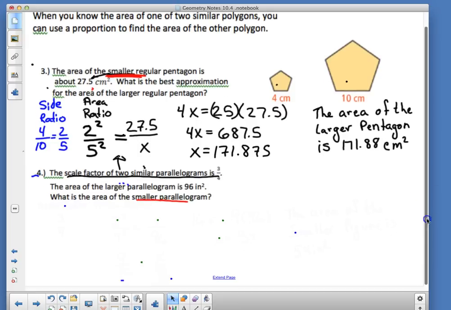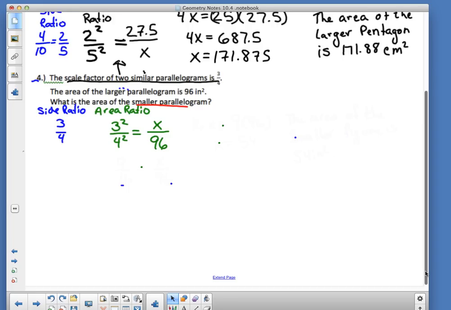Now, keep in mind, I have the scale factor, which secretly is my perimeter ratio or side ratio. So I've got it done. My area ratio is 9 to 16. I set up my relationship, and people ask, how did you decide that 96 was on the bottom? Because they said 96 is the area of the larger parallelogram. 16 is the larger value in the ratio. So 9 to 16 is x to 96.